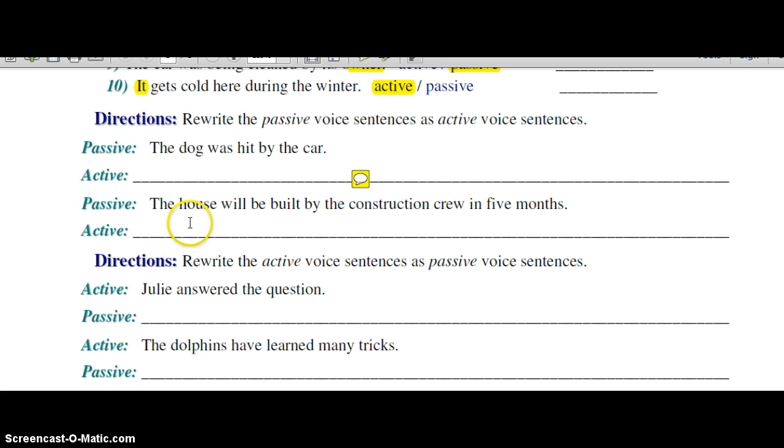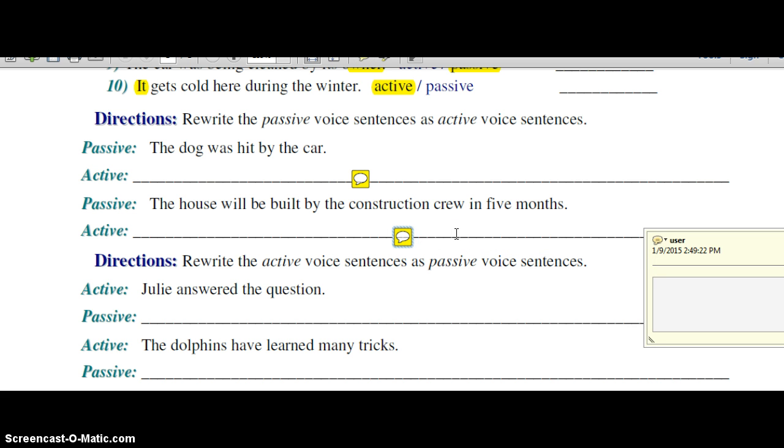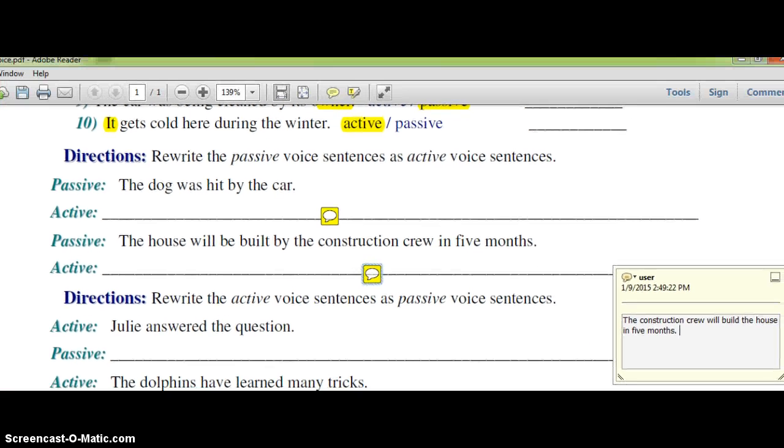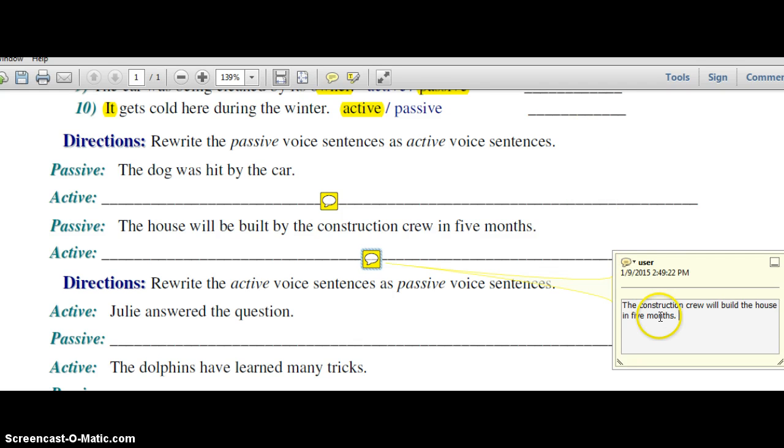Okay, so in number 2, the house will be built by the construction crew in 5 months. I'm going to add my sticky note. And I'm asking myself, well, who is doing it? So the construction crew will build the house in 5 months. And I know that's cutting off for you a little bit. Okay, so that would be active voice.